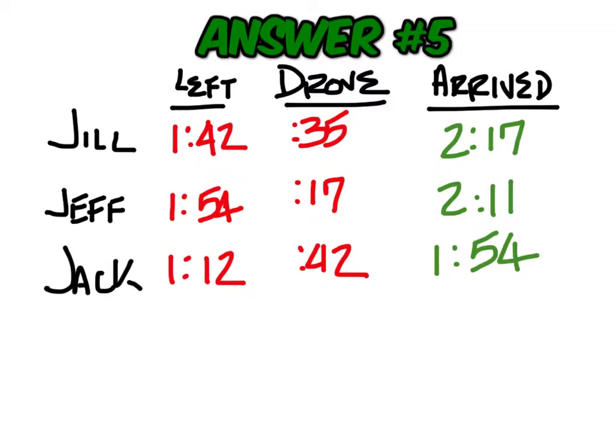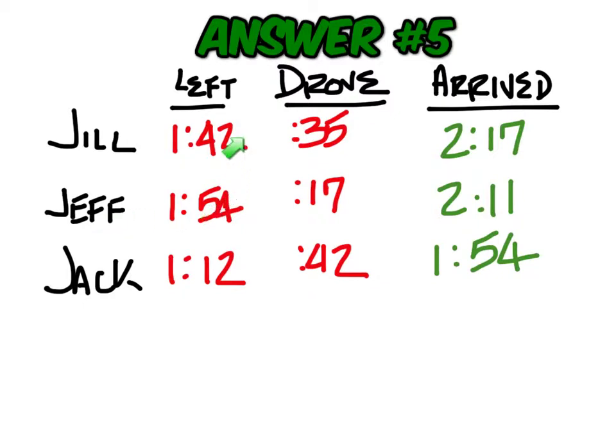And the last one, number 5, Jill left her house at 1:42 p.m. and drove for 35 minutes. How many minutes would I need to go from 1:42 to 2 p.m.? 1:42 to 2 p.m. is how many minutes? 18 minutes. So take 18 minutes away from what she traveled, and you're left with 17 minutes. So 2:17 p.m. is when she arrived.